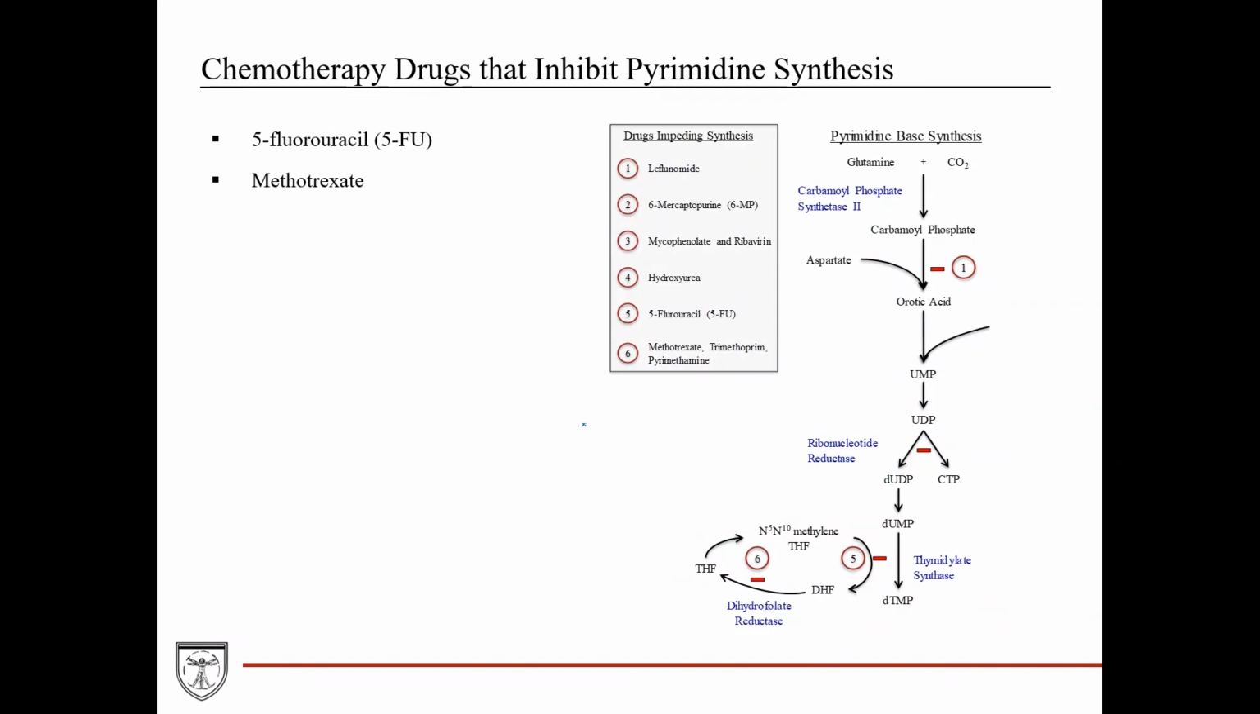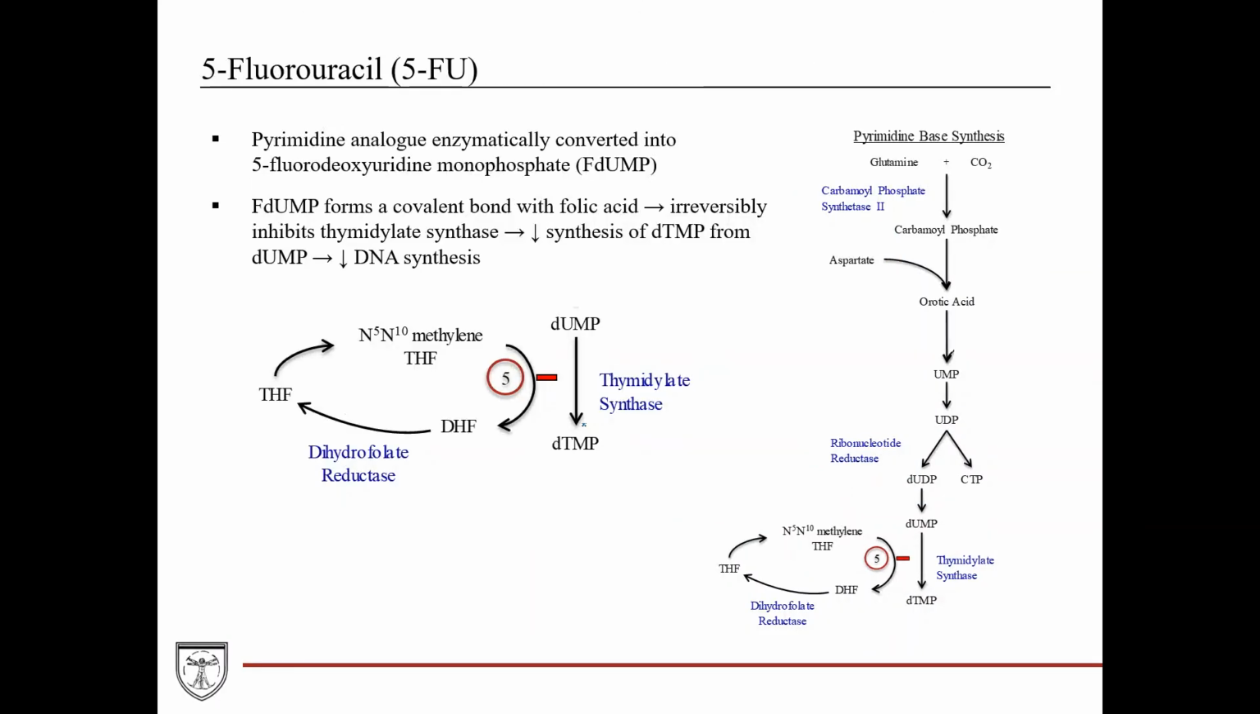So now a couple chemotherapy drugs that inhibit pyrimidine synthesis. So first, 5-fluorouracil, or 5-FU. This is actually a pyrimidine analog, which means it's structurally similar to pyrimidine bases. And it's actually a prodrug that's enzymatically converted to 5-fluorodeoxyuridine monophosphate. So this patient is given this, and then it's converted in the body to FdUMP.